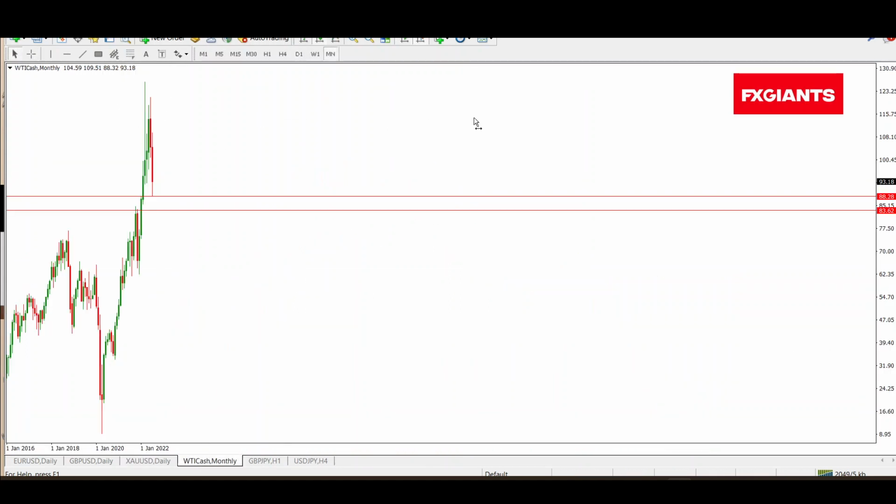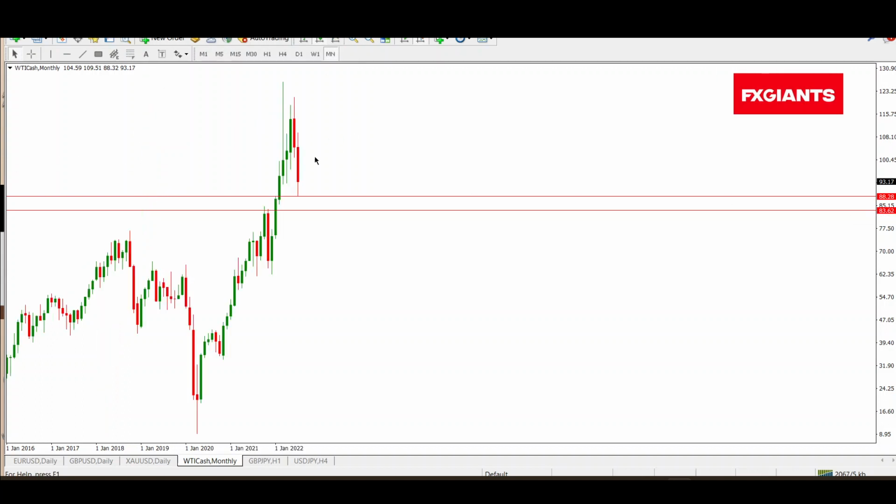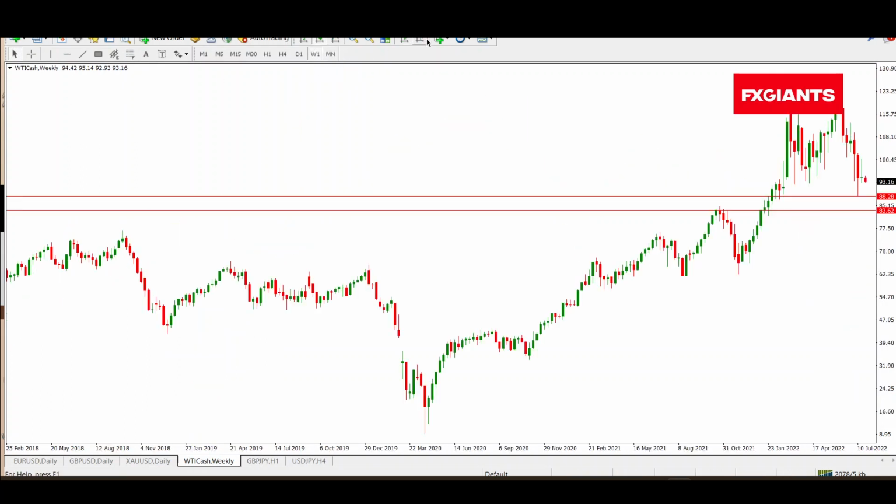Quickly, let's move to US oil. Right, US oil has been printing bearish candles. Currently, US oil has retested 88.28 level. Now, if price breaks below 88 level, we'll be expecting to see price come back for 83 level. But let's look at it clearly on the weekly time frame.